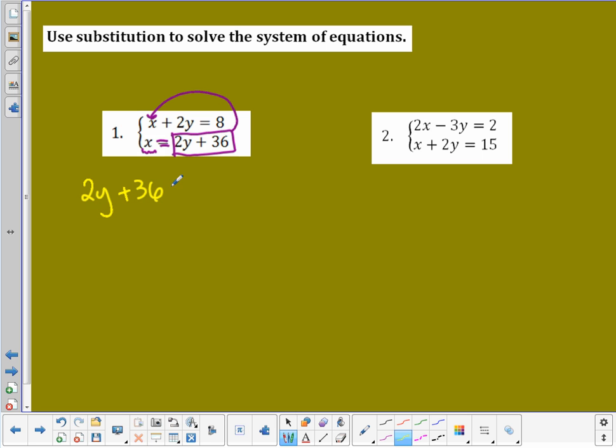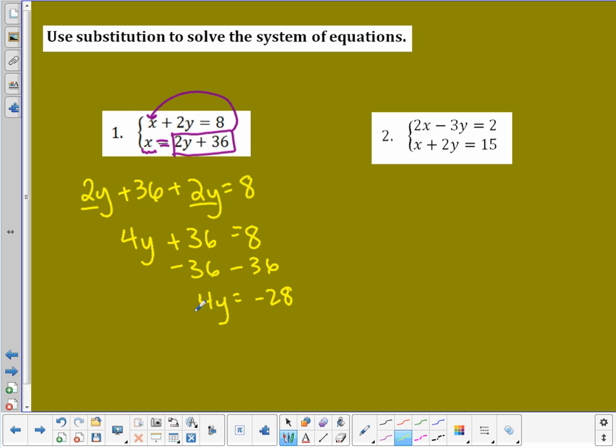But I still have the rest of the equation, so plus another 2y is equal to 8. I took this phrase that was equal to x and plugged it in for x in the top. Now I solve for y. I have one equation with one variable, so I can solve that. My y terms go together: 2y and 2y is 4y, plus 36 is equal to 8. Then I subtract the 36, and I have 4y is equal to negative 28. Then divide by 4, and I have y is equal to negative 7.